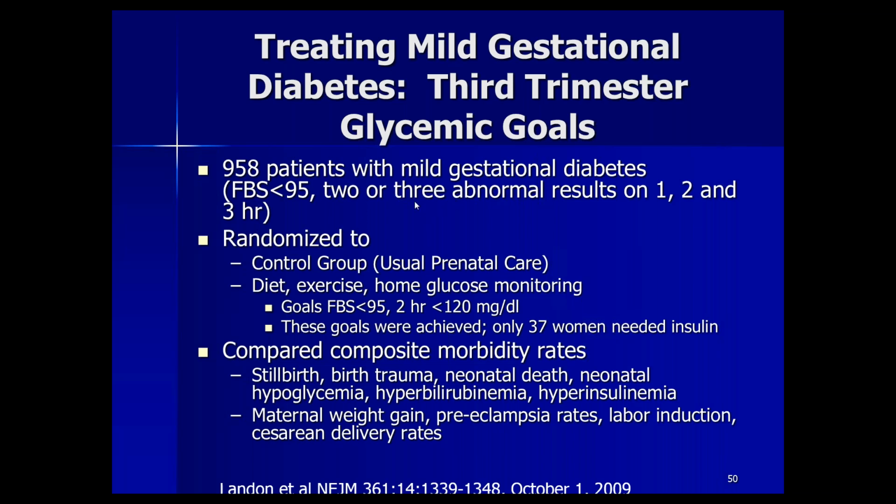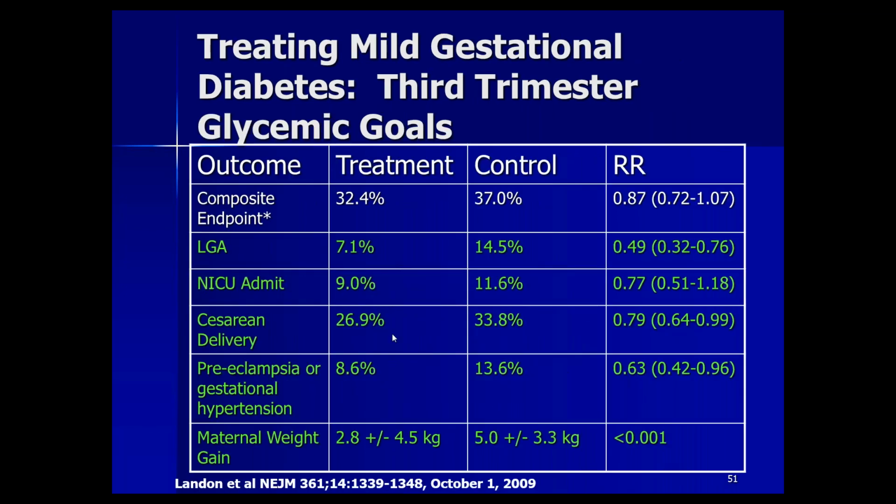Now, the third trimester goals, Landon study was a landmark for this, looking at the control groups and then the groups who required therapy with diet, exercise, and home glucose monitoring. He looked at the composite morbidity rates in this study. And what he found was that when you've got mild gestational diabetes, treating patients decreased complication rates for large babies, NICU admit, cesarean delivery, hypertensive disease in pregnancy, and improved maternal weight gain, similar to the slide I showed you earlier.